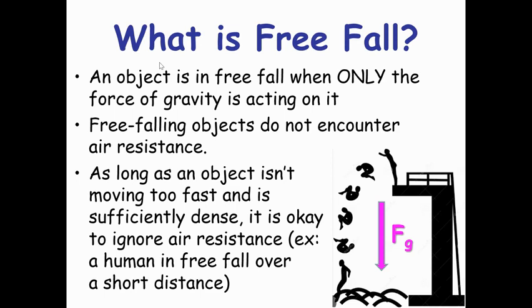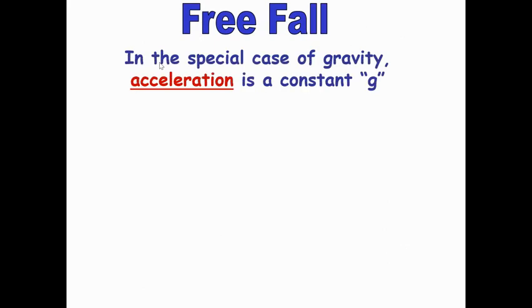If it was an object other than a human, for example, if you dropped a ping pong ball or a piece of paper from that high dive, then maybe air resistance would have more of a significant effect. But when we talk about free fall, we're talking about an object that is not experiencing a significant amount of air resistance. And in this special case of gravity, the acceleration is a constant, which we call g.